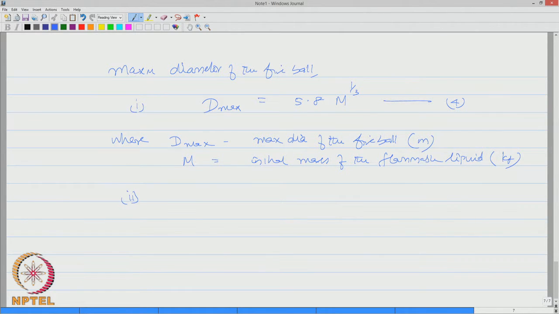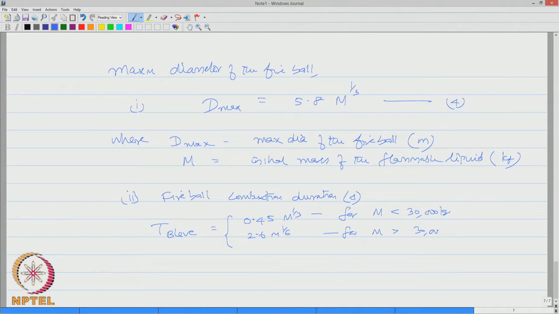The second parameter about the fireball is the fireball combustion duration. t BLEVE will be 0.45 m to the power 1/3 for m less than 30,000 kg, and can also be equal to 2.6 m to the power 1/6 for m greater than 30,000 kg. Call this equation number 5.